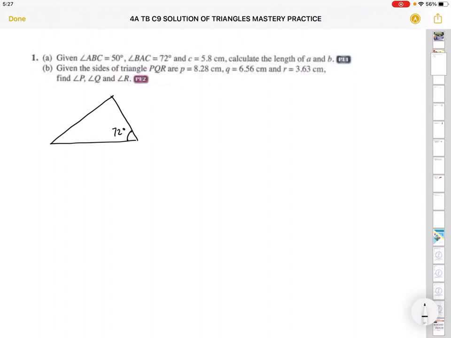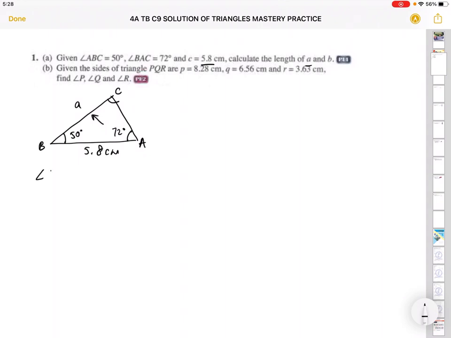And the second one is 50, maybe I put 50 here. And therefore, B will be here, A will be here, and C will be on top. The length of side C is 5.8, so we can put 5.8 cm here, and we can actually find this angle. But we're finding the length of A. The length of A is opposite to angle A, which is the length of BC.